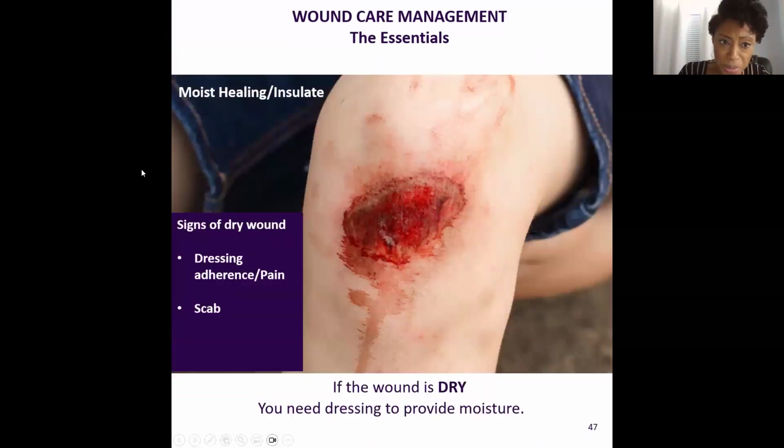On the other spectrum, if you have a wound that's too dry, that is bad for wound healing. We need moist wound healing because moisture allows cells to march across the wound bed and close the wound. If the wound is too dry, you'll see that your dressing sticks to it, it's painful, and a scab will develop. We used to think that scabs were a good thing, right? And sometimes as kids, we would even pick at the scab, but we now know that scabs are not a good thing. It means the wound is too dry, and it actually will prolong wound healing.